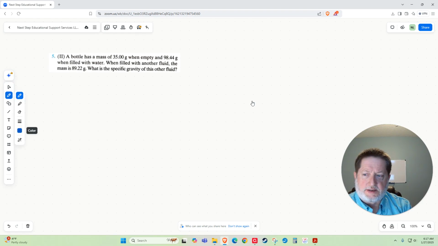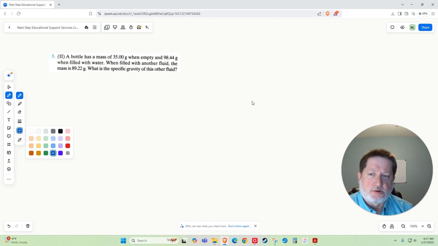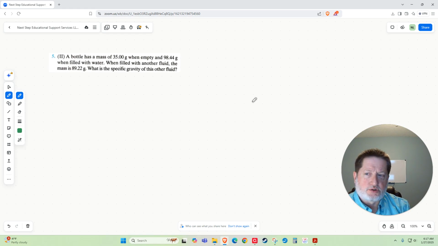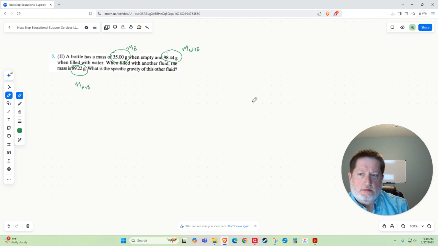As with most problems, we're going to identify what we have. Now we've got several different masses running around here. We want to make sure we use subscripts to distinguish our quantities. That is the mass of the bottle itself. This is the mass of the water plus bottle. And this is the mass of some mystery fluid plus the bottle. We'll come back to those in a minute. What they're asking us for is the specific gravity of this mystery fluid.